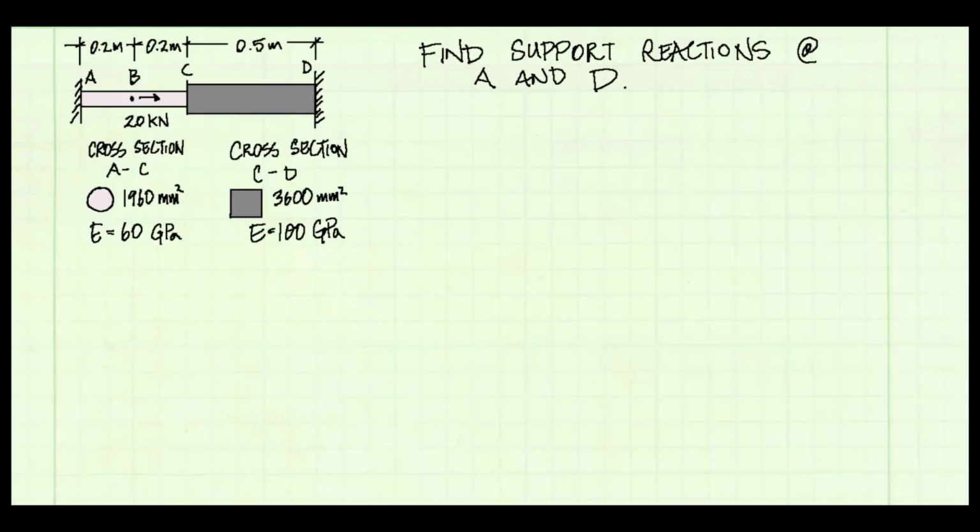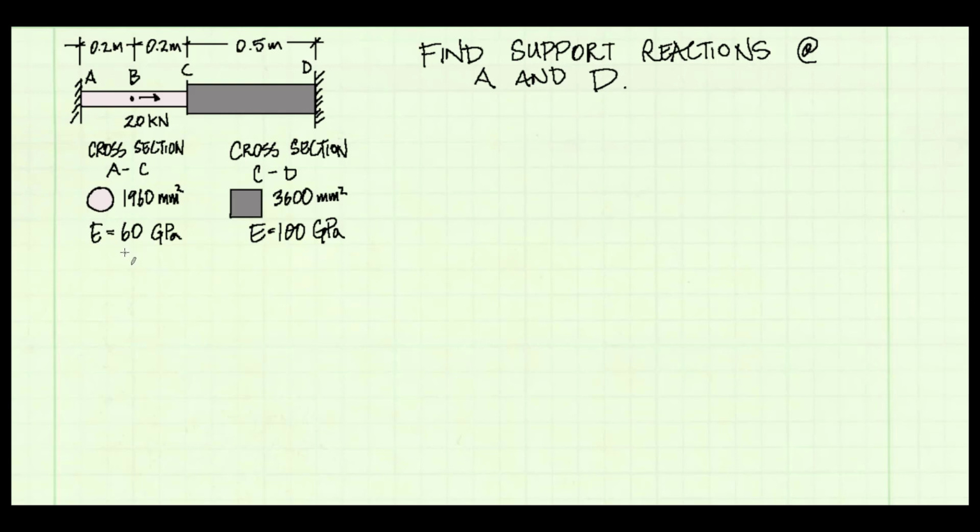Here's an example problem with constrained deflection. There's a bar between supports at A and D, and the bar has two cross sections, a circular cross section from A to C and a square cross section from C to D. And not only is the cross section different, but also the material properties.